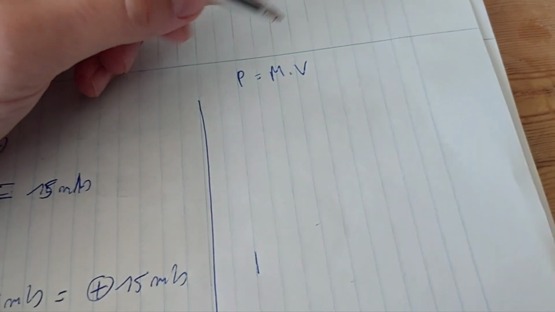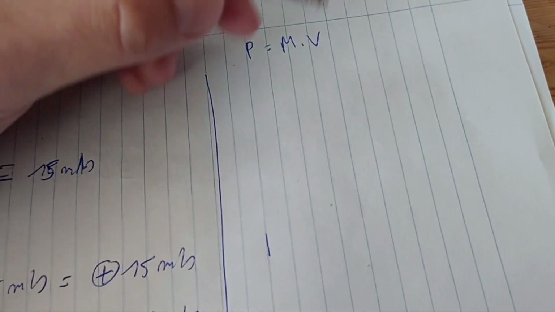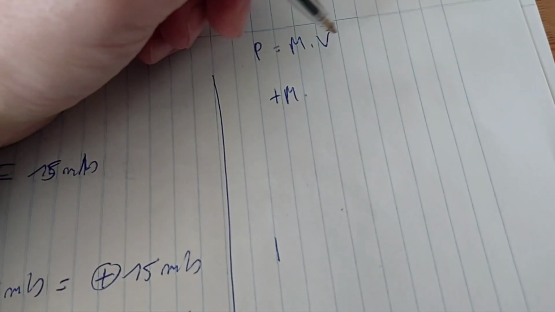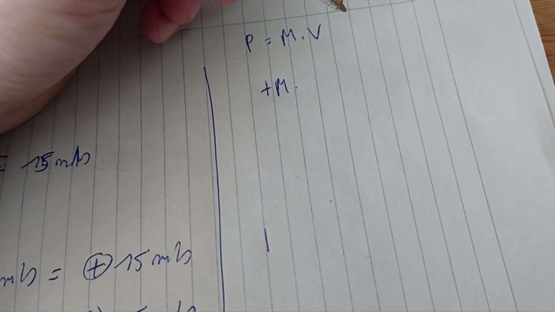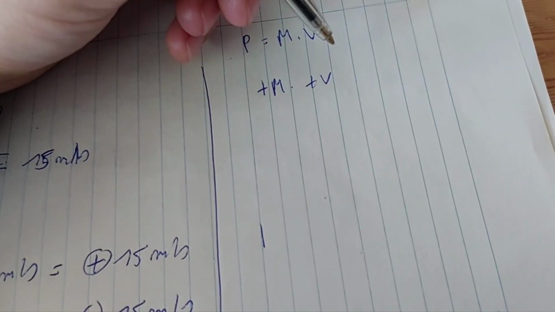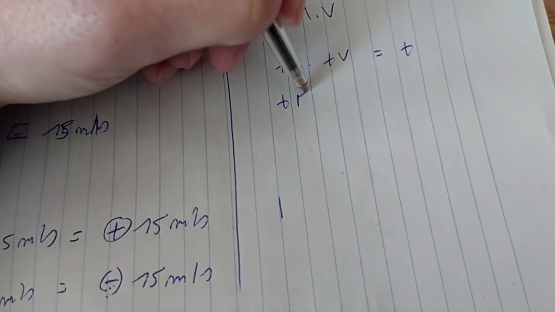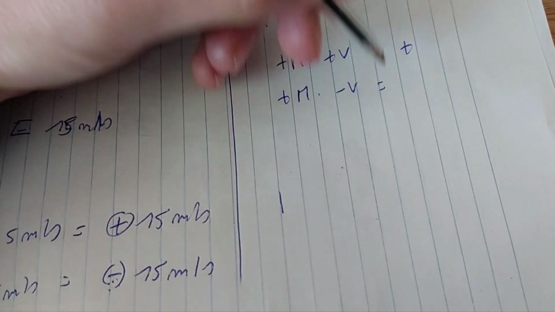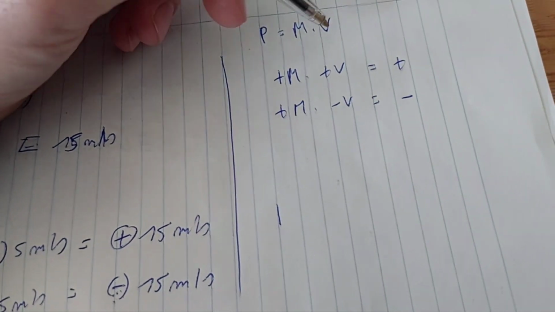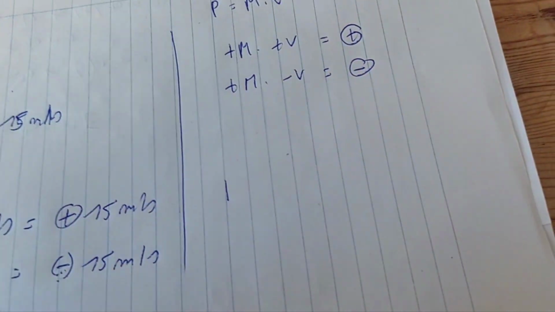So now when we insert that into our momentum equation, mass, which is a scalar, which is always positive, so we have positive mass, and we can have positive velocity or negative velocity. So we have positive mass times positive velocity, that gives you a positive outcome. But we can also have positive mass times negative velocity, and that will give you a negative outcome. So this means that momentum is also a vector because momentum can have either a positive or a negative outcome.